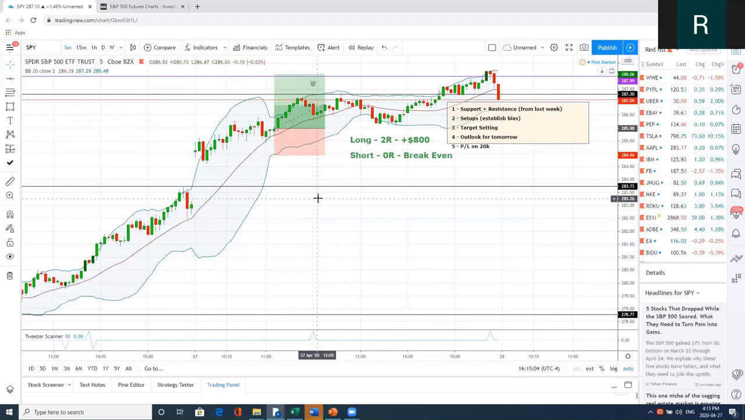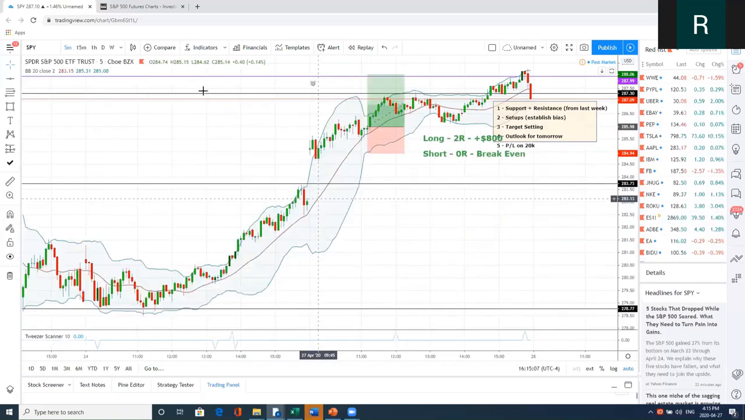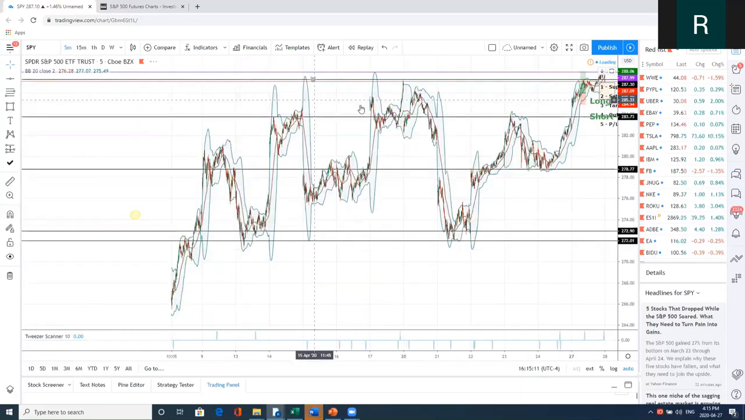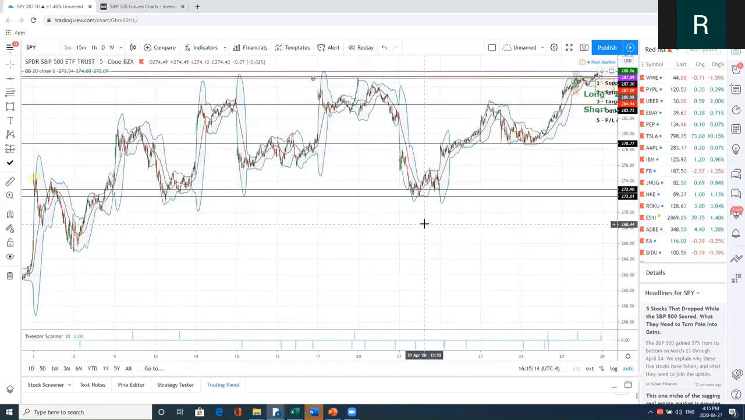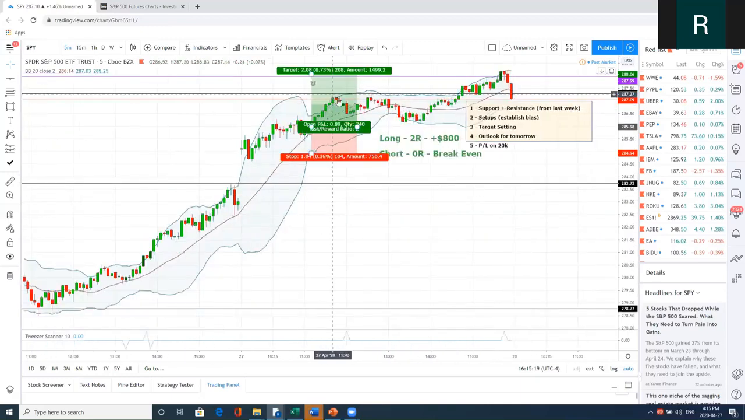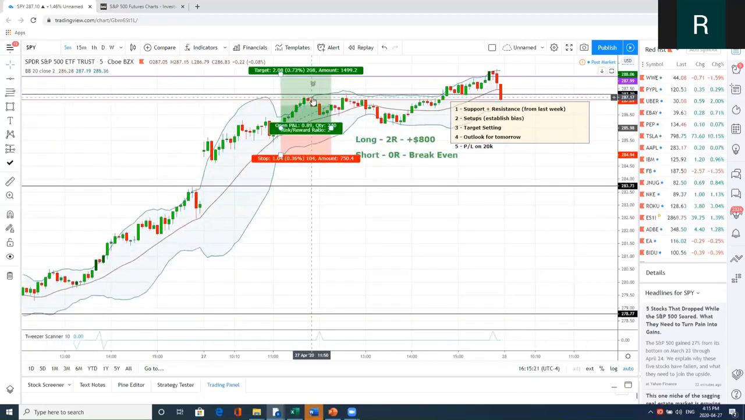So now let's look at the other side. For shorts, how would shorts play? Well, we have this resistance that we talked about from April 20th. This was a major pivot point for the market where the market had a significant drop. So if you're a bear, you're looking at this level for this short, and we have the perfect setup when we come to this area of resistance.